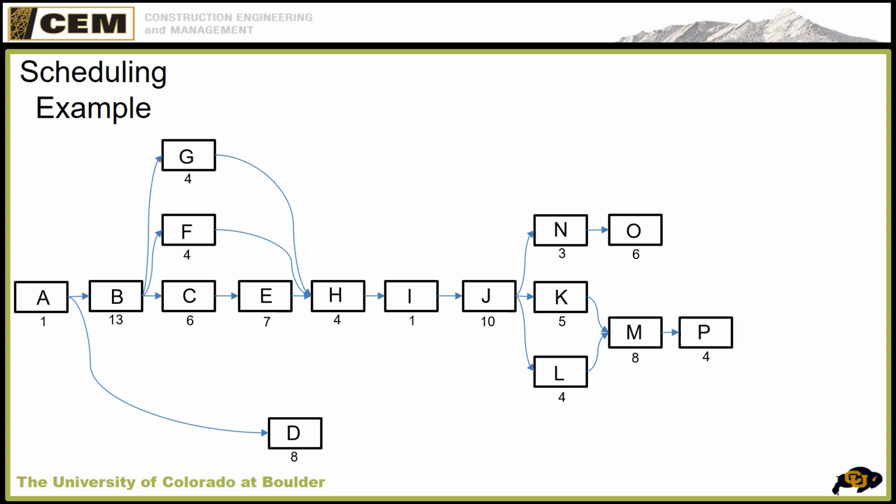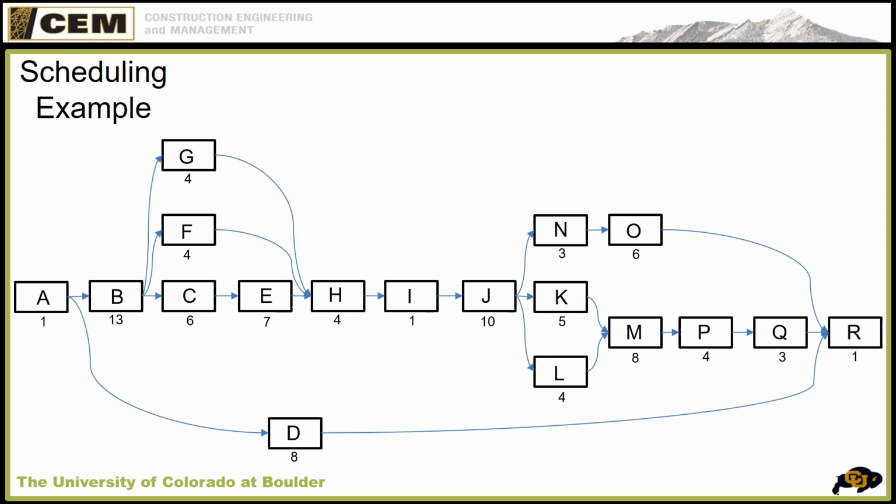Paint after our gypsum board. And finishes. Now we're almost at the very end, and we need to wrap everything up in project closeout. So R can't happen until O, Q, and D are complete. Okay, the first activity and the last activity are the only activities that don't have a predecessor and a successor. All the other activities do need a predecessor and successor. So if we forgot to grab D down here at the bottom, then that's not correct. Everything needs to wrap up and tie to the last activity.